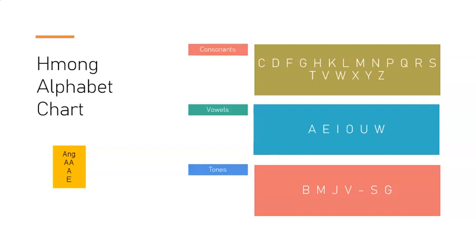Same thing for the E. The E makes an "eh" sound. If you have double E, you're going to go "eh" and then end it with the "ng": "eng". You've got an "aw" for the O, and double O will be "ong".